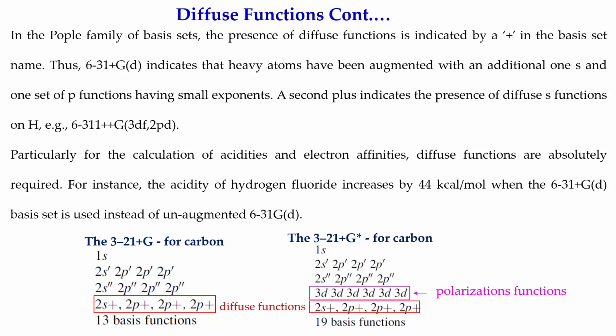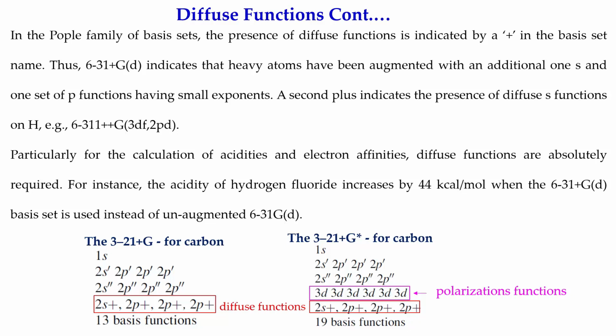For instance, the acidity of hydrogen fluoride increases by 44 kilocalories per mole when the 6-31+G(d) basis set is used instead of the unaugmented polarized basis set, 6-31G(d). So to replicate the acidity or many properties like electron affinities, diffuse functions are absolutely required.